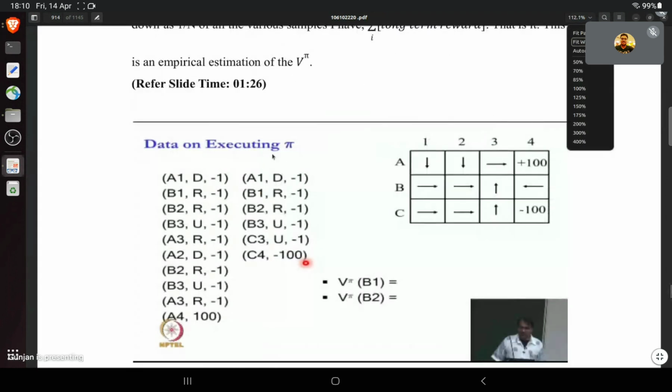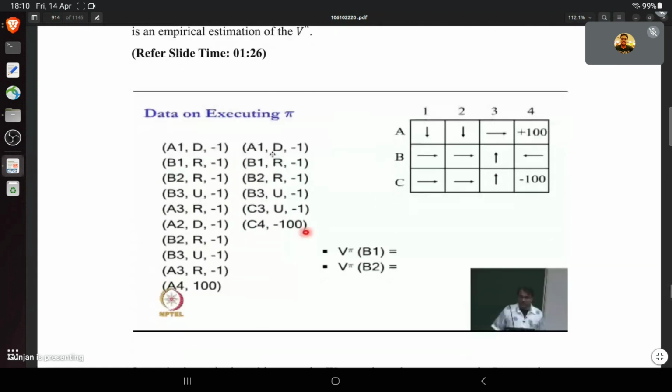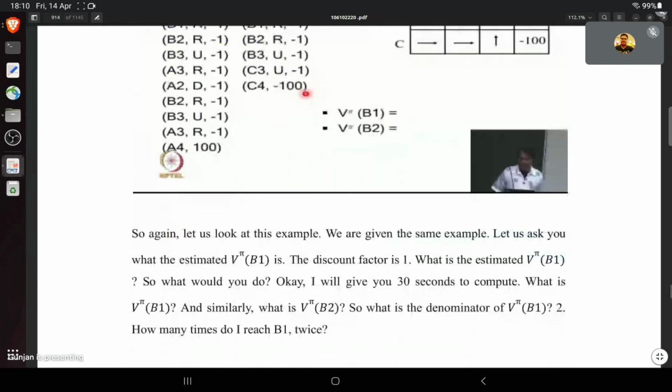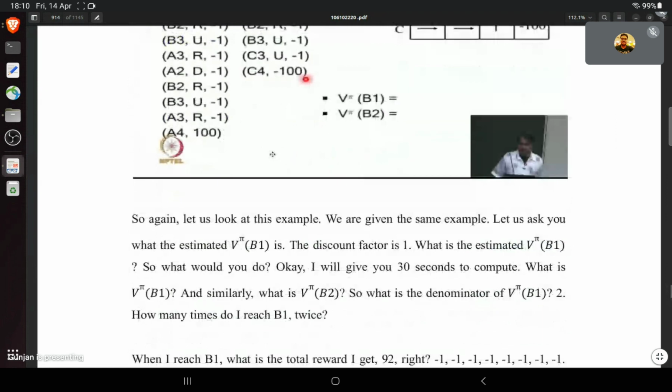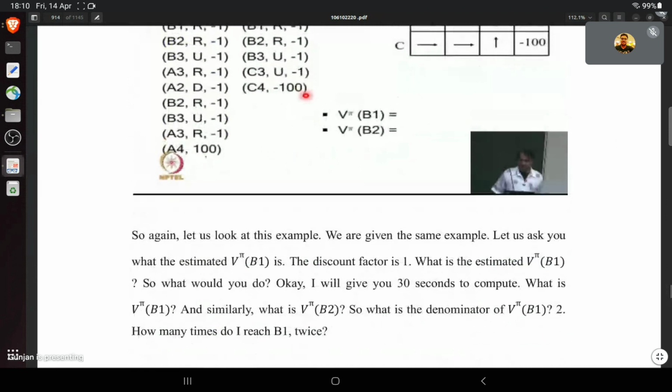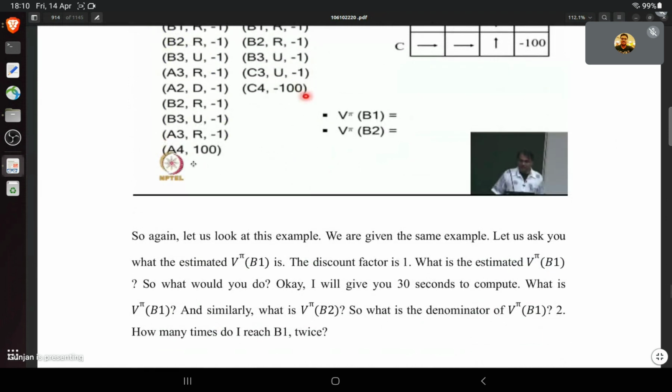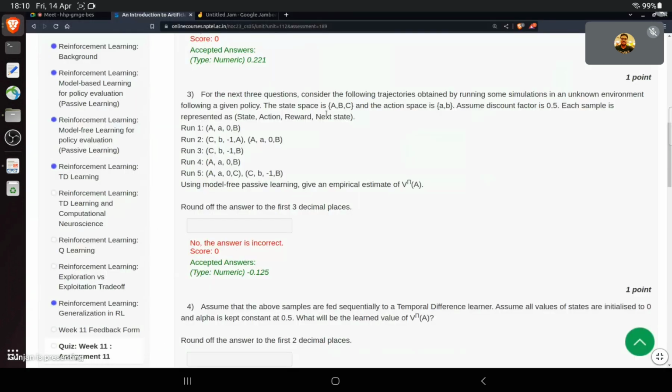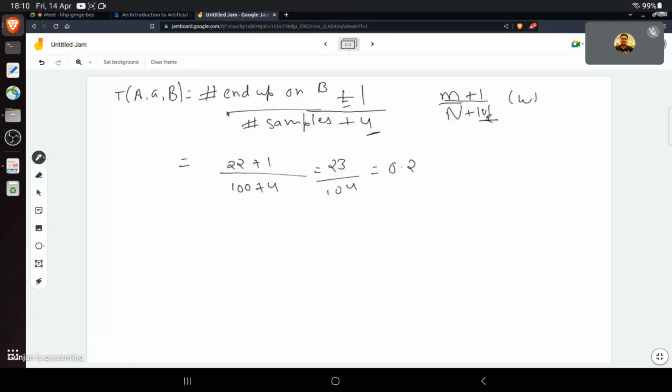So here, in this case, the discount factor was 1. So we kept on adding the rewards that we got till we got to the end of the simulation, which in this case was a4, 100. Similar to this, but we have a discount factor of 0.5, right? So for run one, the total reward that we got is 0.